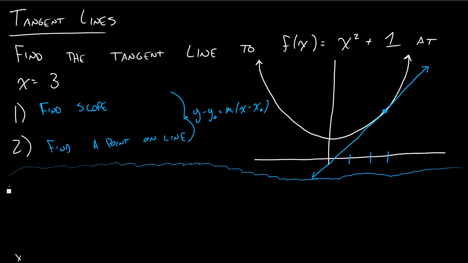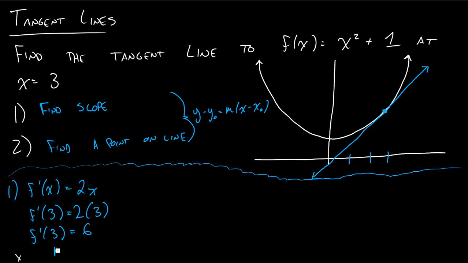So for 1, how do we find the slope of that tangent line? Well, we have to take the derivative of f of x, right? So if f of x equals x squared plus 1, f prime of x by our power rule and our addition rule is going to be 2x plus 0, or just 2x, right? So if we want to know the slope of the tangent line at x equals 3, we can just do f prime of 3 is equal to 2 times 3, so f prime of 3 is equal to 6, or we know that m is equal to 6, right?